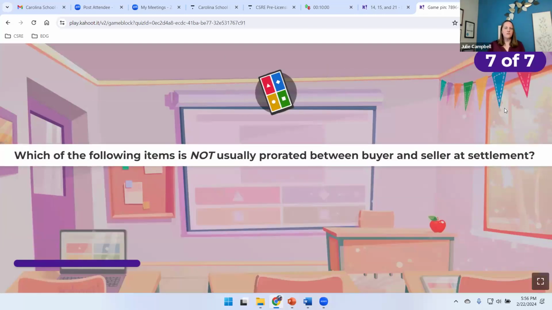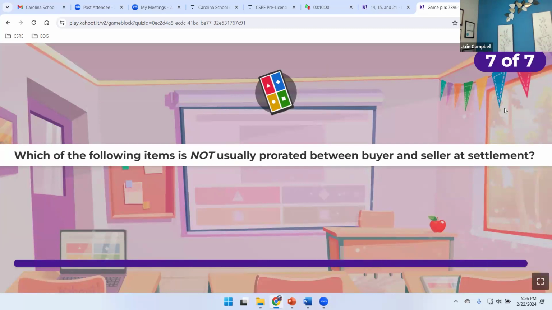And last one, which of the following items is not usually prorated between buyer and seller at settlement?